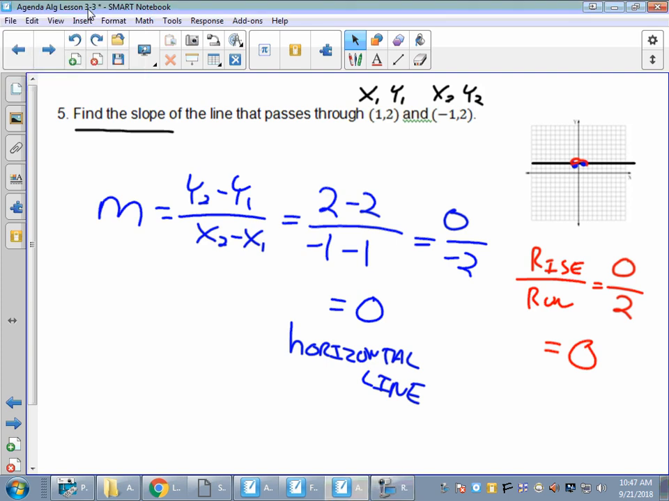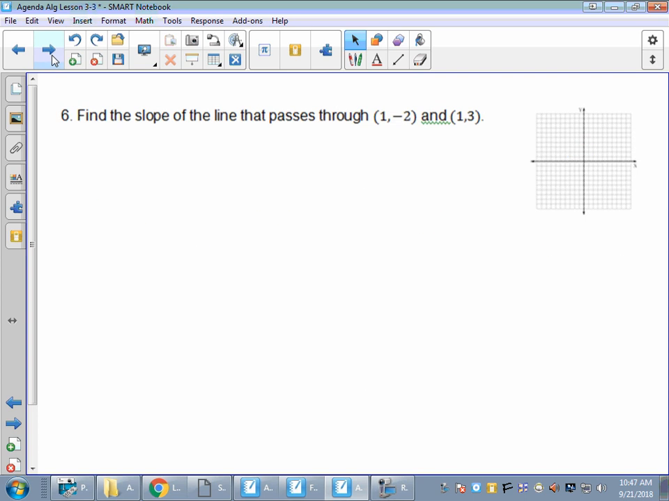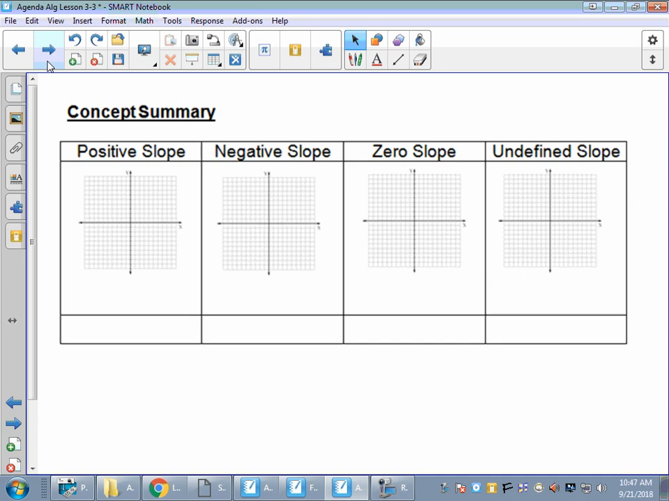Okay, moving on. Number 6, we're going to skip that one too. We can come back and talk about that in class. And we're actually going to skip this concept summary because I want to discuss this in class too, because there's a lot of cool things that you can look at just by looking at the graph of a line and see what it looks like just by which way it's going, how it's pointing, what the steepness is.